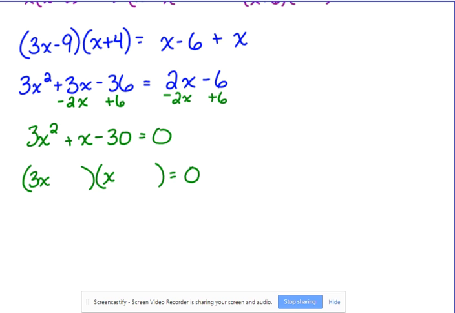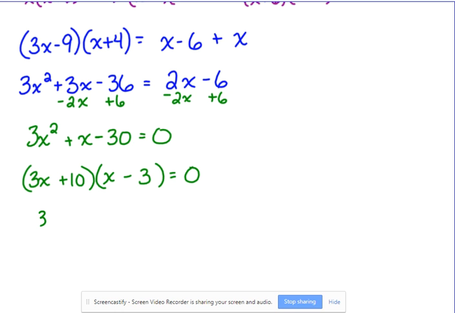Okay, what do y'all think? Factors of 30. What do you think we should use? Lovely. Negative 3 and positive 10. But the 10 needs to come first. The 10 needs to be with the 3. Okay? Because the outside's going to give us negative 9x. The inside's going to give us positive 10x. That's what's going to give us that positive 1x in the middle.